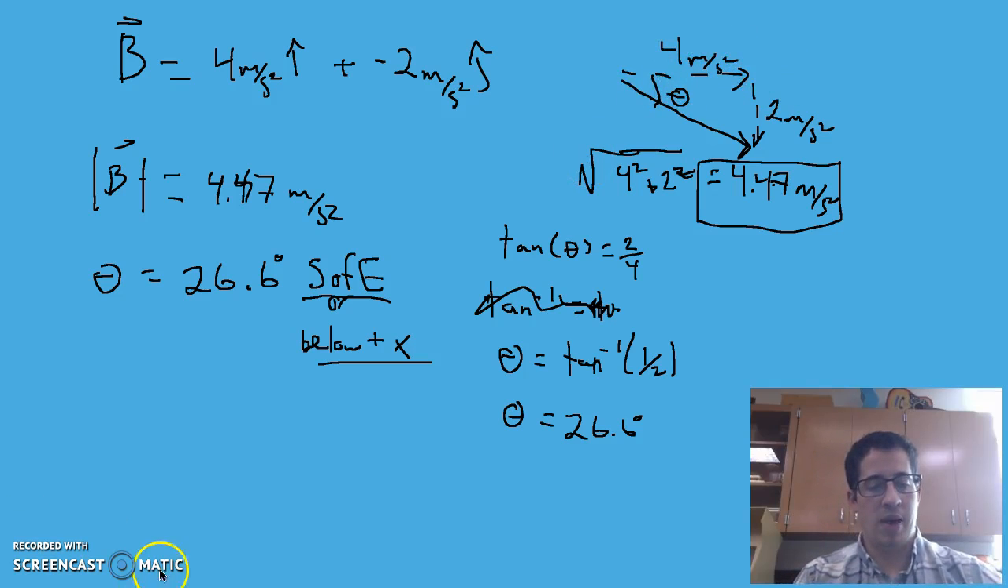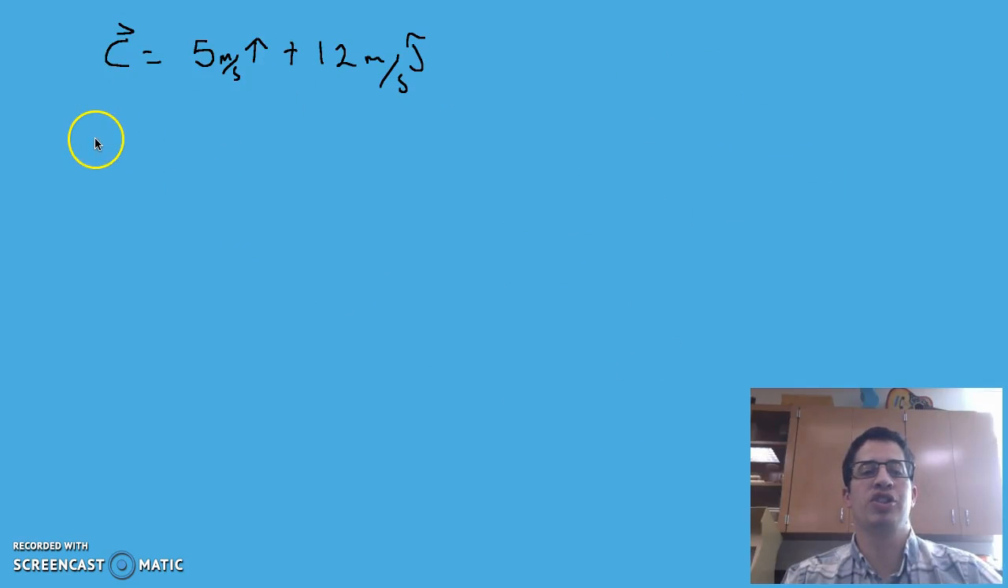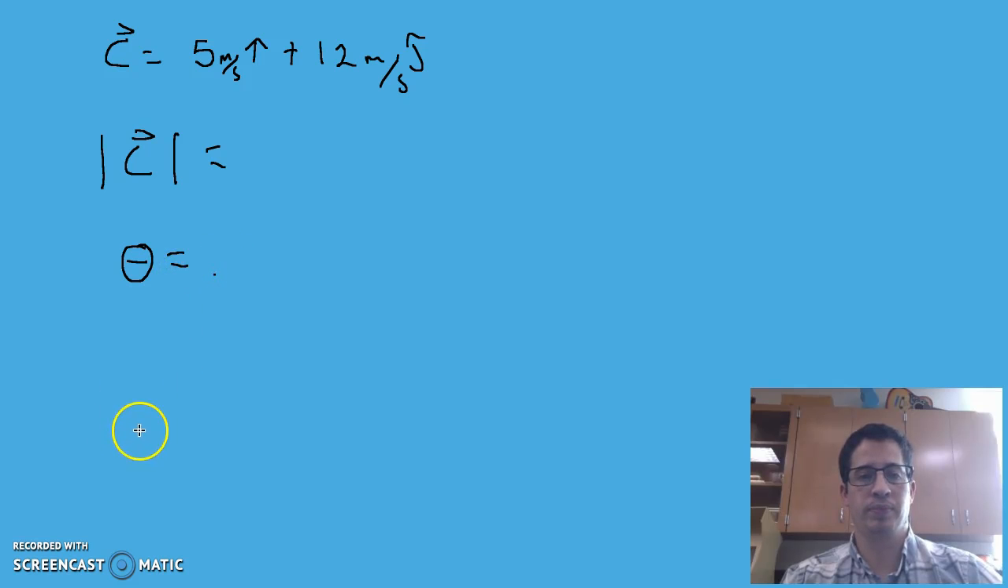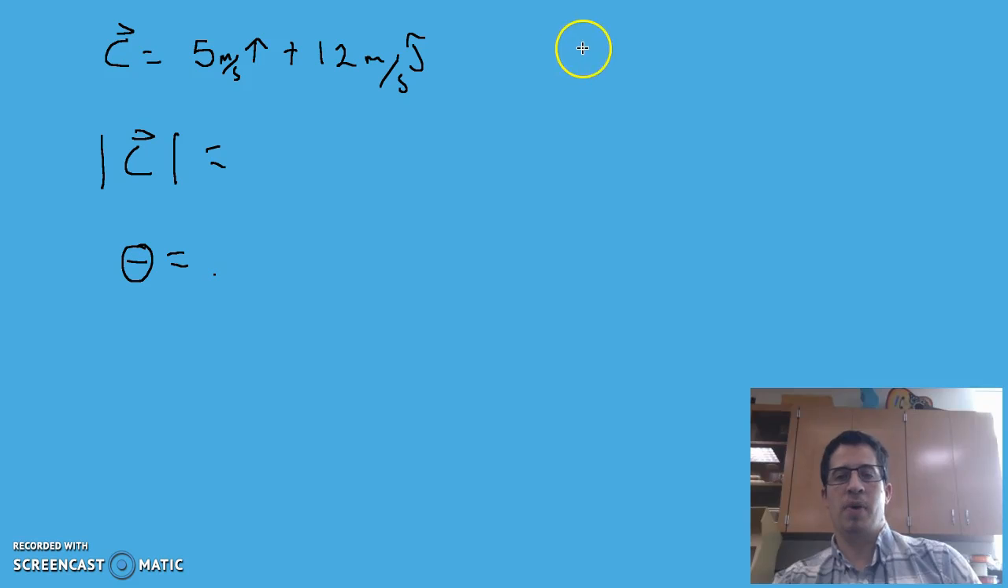Okay, and so to wrap this up, I'm going to give you one more to practice this on your own. So we have this vector here, vector C, which is a velocity vector, and I want you to find the magnitude of C and the direction of C. So you're going to start by writing it out in components: 5 meters per second for i, and then it's positive 12, so I ran out of space here, so 12 meters per second for j.